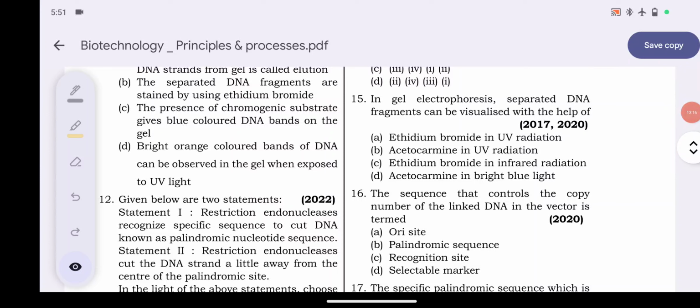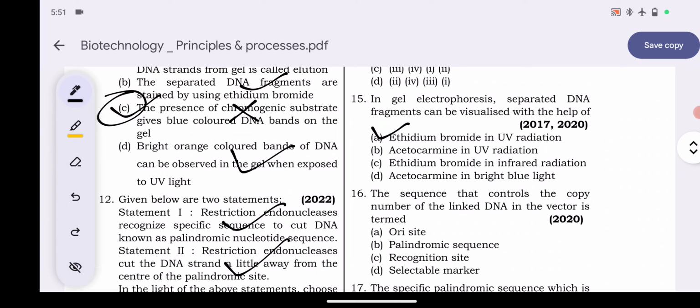In gel electrophoresis, separated DNA fragments can be visualized with the help of: option A, ethidium bromide in UV radiation; option B, acetocarmine in UV radiation; option C, ethidium bromide in infrared radiation; and option D, acetocarmine in bright blue light. So, how can they visualize? Option A is your answer, ethidium bromide in UV radiation.